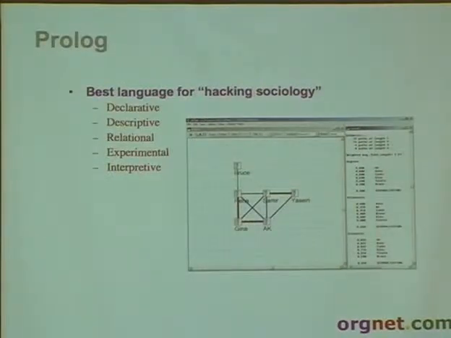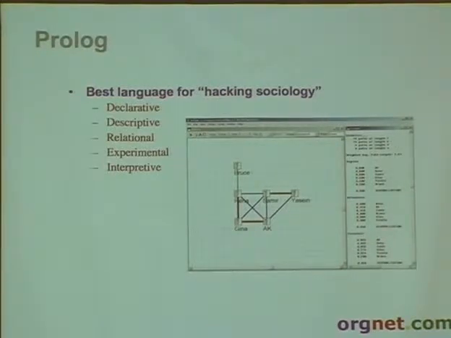So I started with a language called Prolog. How many of you even know what Prolog is? All right. How many of you have actually programmed in Prolog? Wow, that's great. How many of you still program in Prolog? That's what I thought. No hands.